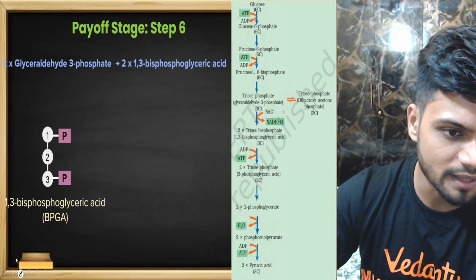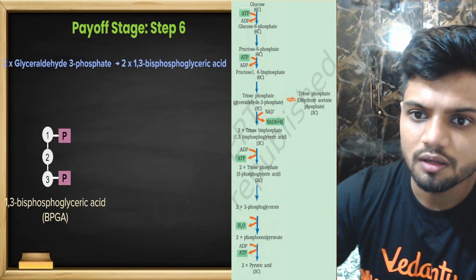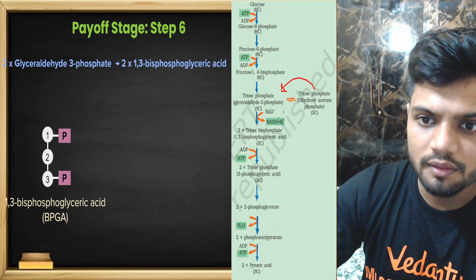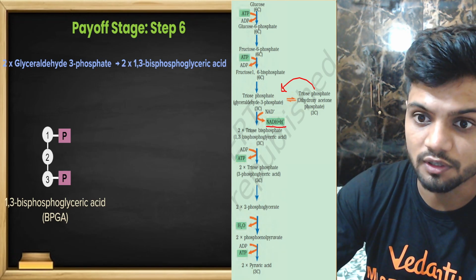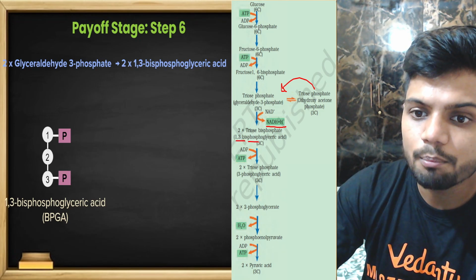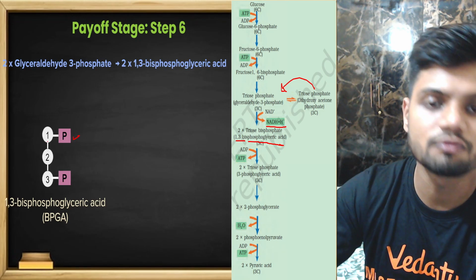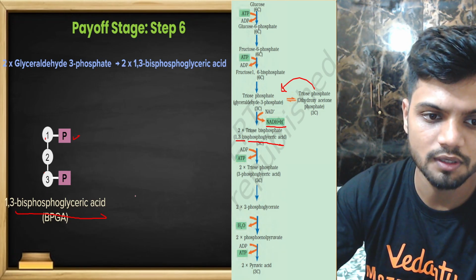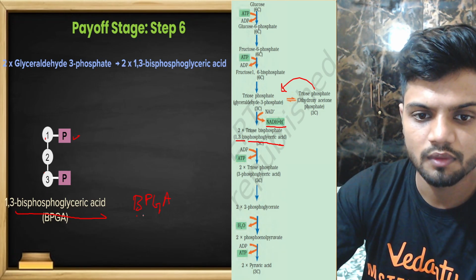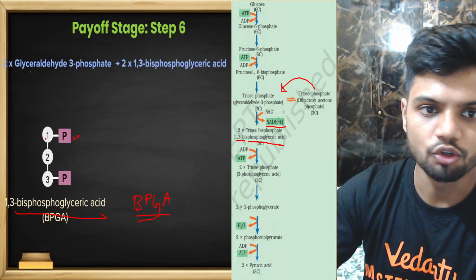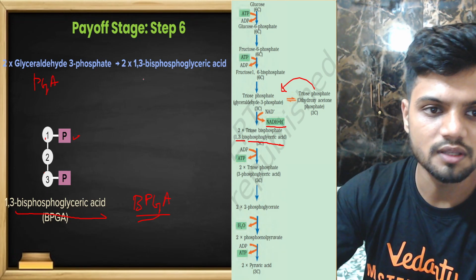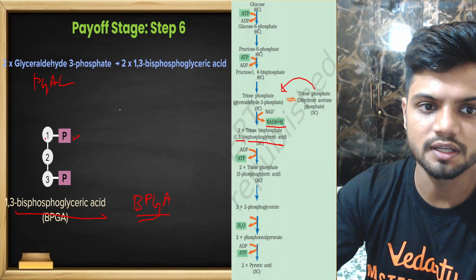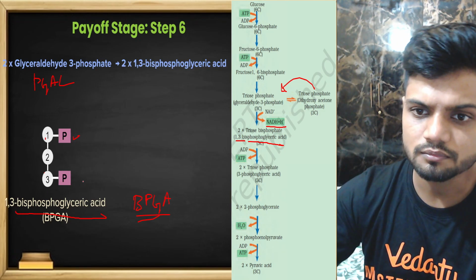Look at the diagram of NCERT. DHAP got isomerized to PGAL or GAP. Can you see one NADH here? Yes, one NADH, as we learned. It is getting converted to 1,3 bisphosphoglyceric acid, 1,3 because one phosphate has been added here. That is BPGA. PGAL is getting converted to BPGA. Always into 2 now.